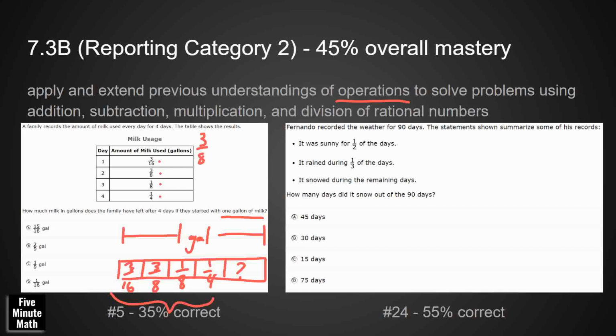Okay, so 3/8. We're just going to multiply by 2. We're going to get 6/16. 1/8, we're going to double it as well. We're going to get 2/16. Now the fourths, we need to multiply by 4s. And we're going to get 4/16.